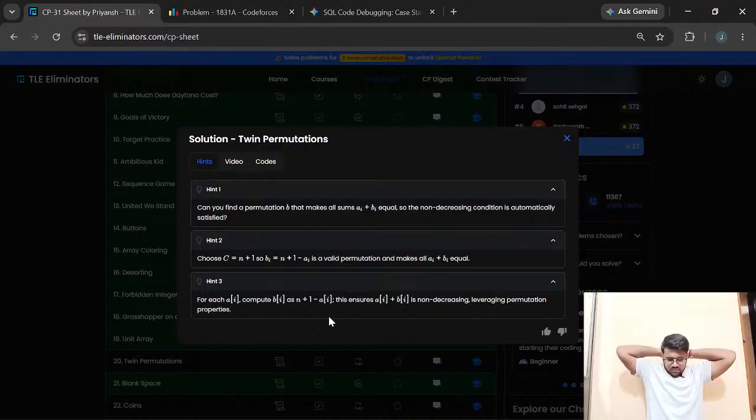Let's take a1 as 1. Because we have 1, I'll compute n plus 1, which is 6 minus 1, which is 5. Now I'll compute it: 5, which will not make a permutation, right? Now this ensures a_i plus p_i is non-decreasing, leveraging the permutation.